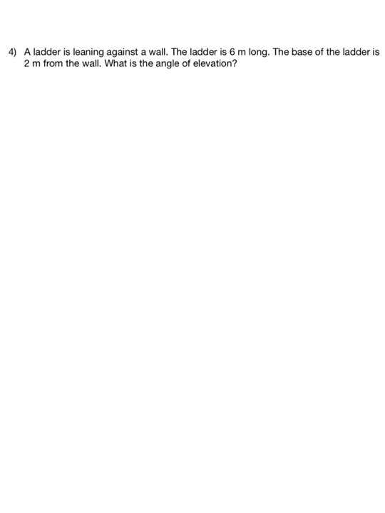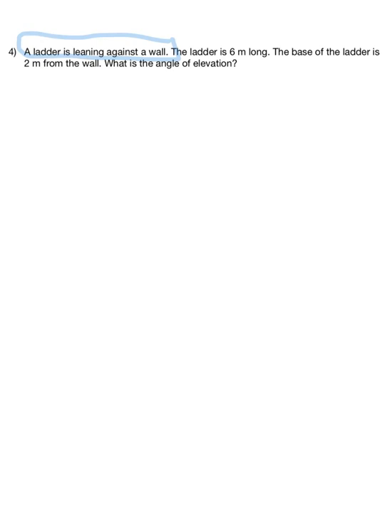Last of all, we're told in question 4 that a ladder is leaning against a wall. The ladder is 6 meters long, the base of the ladder is 2 meters from the wall, and we need to find the angle of elevation. So, in this one again, we'll look through it. The scenario is that a ladder is leaning against a wall, so we need to draw a ladder and a wall.